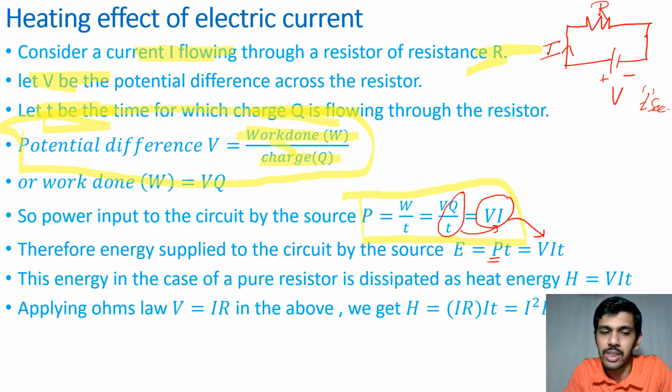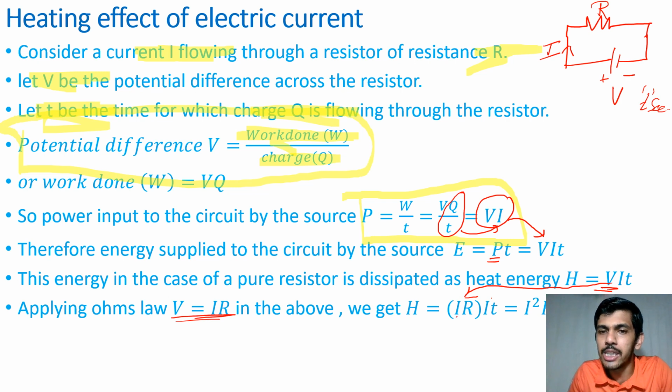So in this particular case, applying Ohm's law here. What does Ohm's law say? V is equal to IR. So in this place, put the value of IR. So V into I into T. So in the V place, I into R has come, okay? So V into I into T. So in the I place, I itself is there, in the T place, T itself is there.